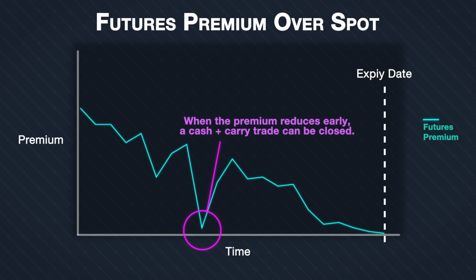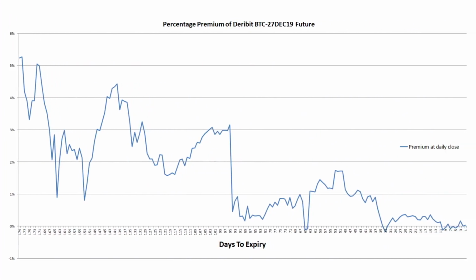More on that later. The following chart displays the percentage premium of the Deribit December 2019 Bitcoin futures contract over spot prices. This chart shows the 6 months leading up to the 27th of December 2019, which is when the contract expired. As you can see, the premium moves around quite a bit over the life of the contract, but clearly tends towards zero as the days to expiry decreases.